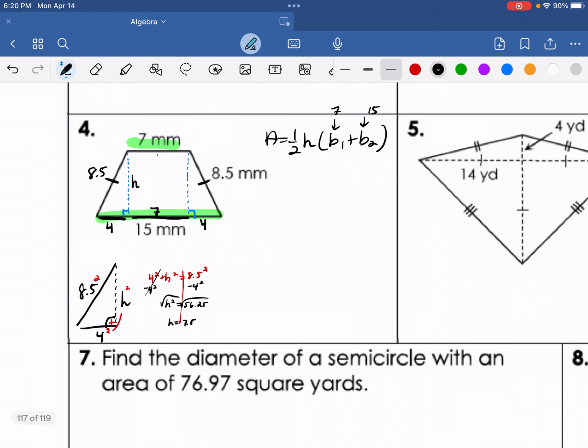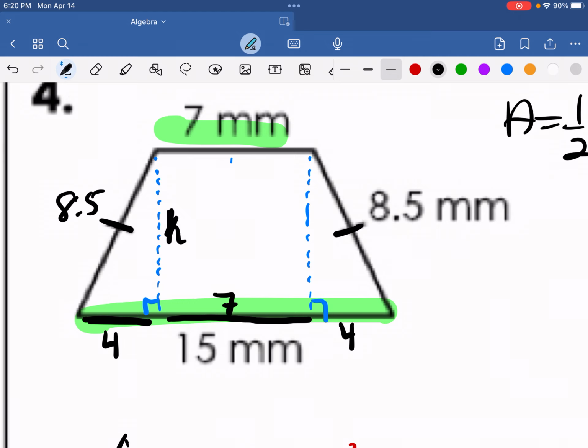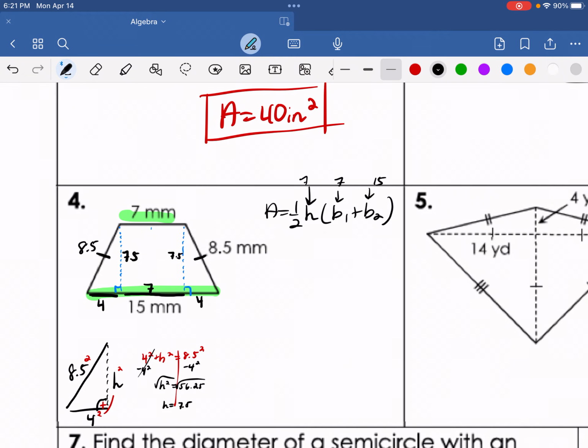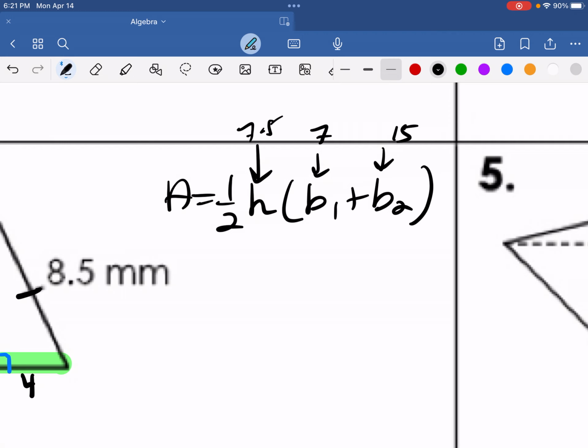Okay, so what does that mean? It means that the height is 7.5. So now I can scribble this away, and it's 7.5. And this side is 7.5. But anyways, that's the height. That's how tall the trapezoid is. So now you know that this number is 7.5. So now you can plug it into your formula.